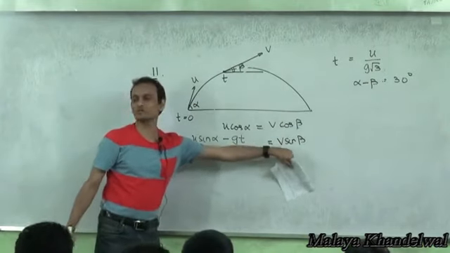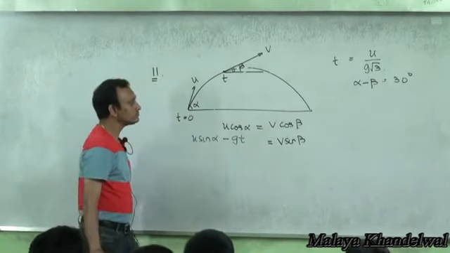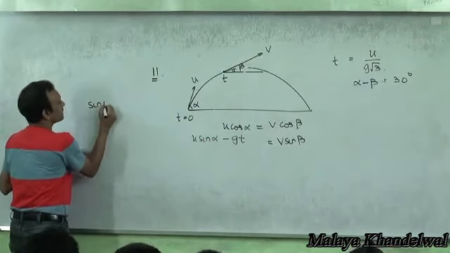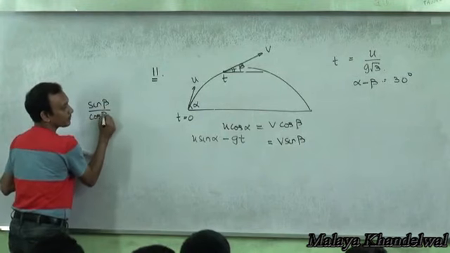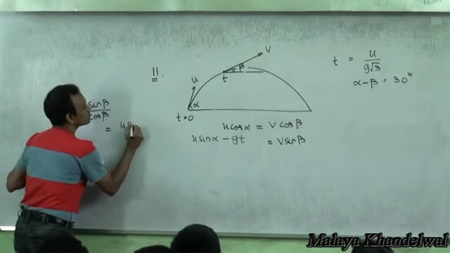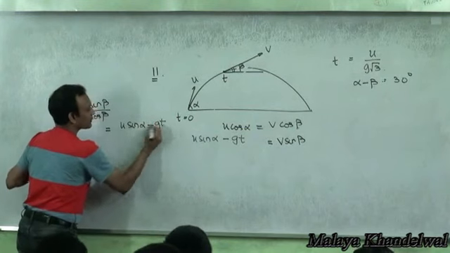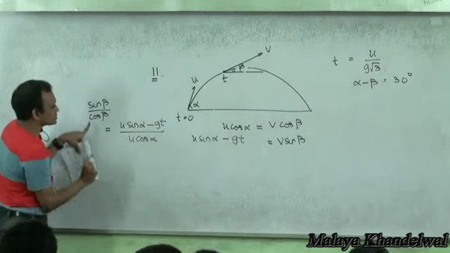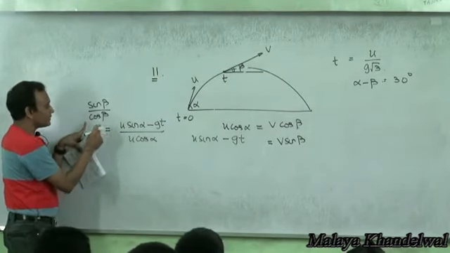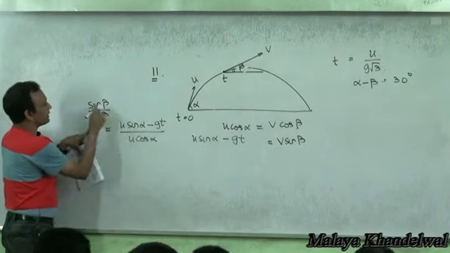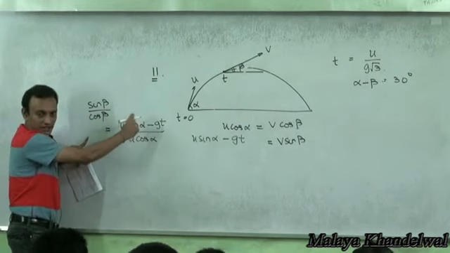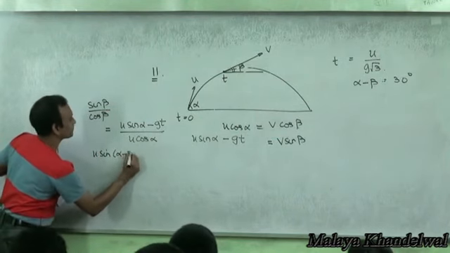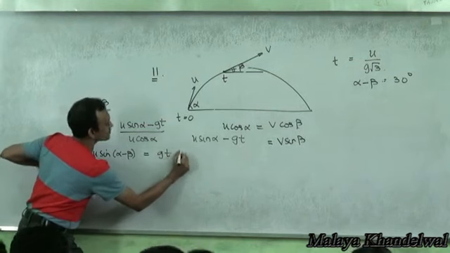u sin alpha minus gt must be v sin beta, right? And then when I divide, I have sin beta by cos beta equals (u sin alpha minus gt) by u cos alpha, right? Notice that I could have had sin alpha cos beta minus sin beta cos alpha. They could be consolidated. So sin alpha cos beta... that gives me u sin(alpha minus beta) equals gt cos beta. How about it?